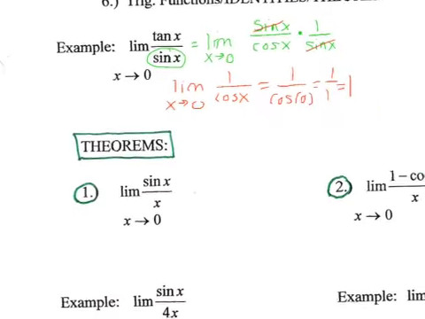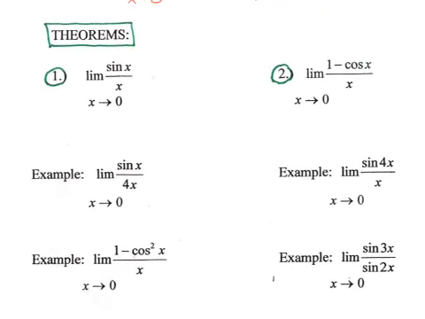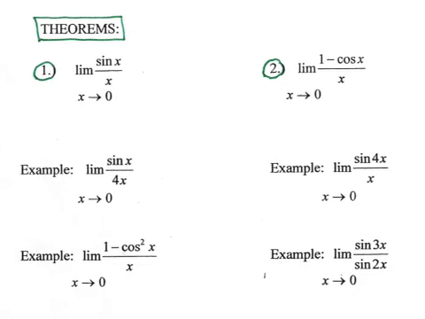Moving on down to our two trig theorems. Our first theorem is the limit of sine x over x as x approaches 0. This equals 1. This is just a theorem that you need to memorize, that the limit as x approaches 0 of sine x over x equals 1. It also would be true for the limit as x approaches 0 of x over sine x. This also equals 1. So if you flip sine x over x, it still equals 1.